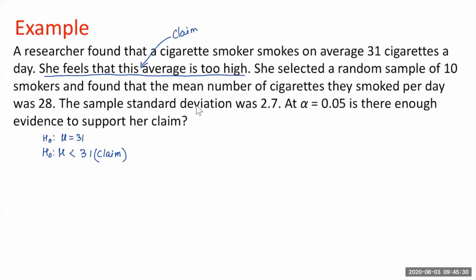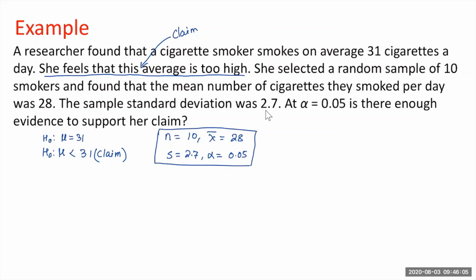Then after that, in order to test the claim, she selected a random sample of 10 smokers. So n equal to 10. And she found that the average was 28. Sample standard deviation, she found to be 2.7. And we have to check this at alpha equal to 0.05 or 5% significance level. Okay, that is our first step, where we stated the null and the alternative hypothesis.